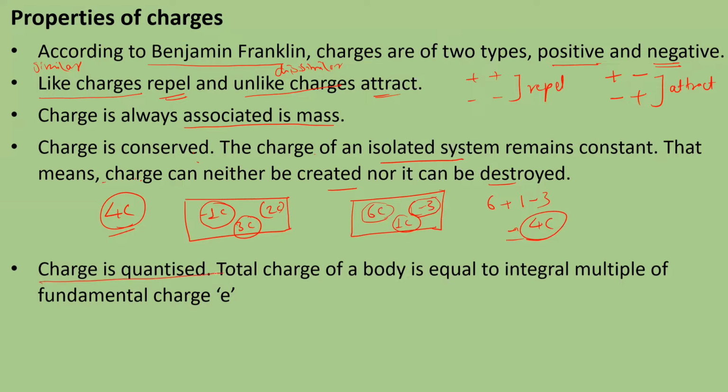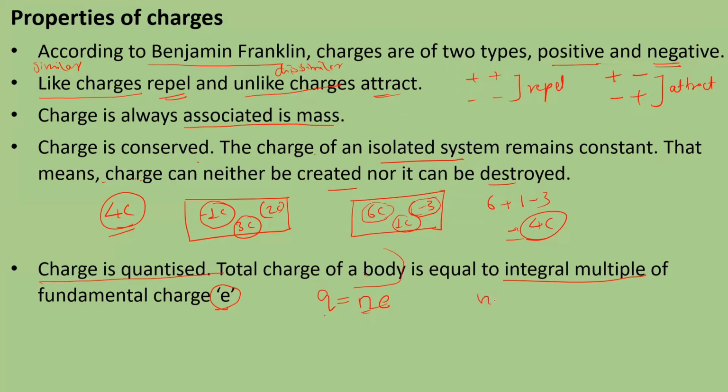The next property is that charge is quantized. Charge is a quantized quantity. That means the total charge on any body is equal to an integral multiple of the fundamental charge e. If you are having any body, we know the charge is denoted by Q. So Q is equal to an integral multiple n of the fundamental charge e. Means charge on any body will be Q = ne. Here n is the integral multiple and e is the fundamental charge. This is the formula of charge.